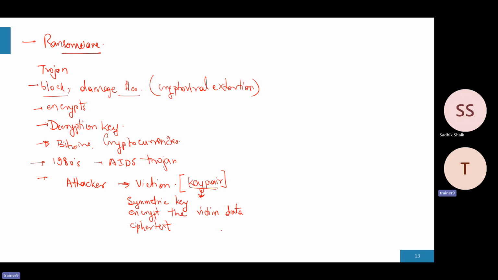Once it gets encrypted, a confirmation is sent to the attacker that this has happened. The key is something that is only available with the attacker. So this ciphertext is confirmed to the attacker, and the attacker has the keys that will help decrypt this message. Now the attacker will reach out to you and ask for a ransom amount. Only when you send it and they receive the amount, the key would be shared.